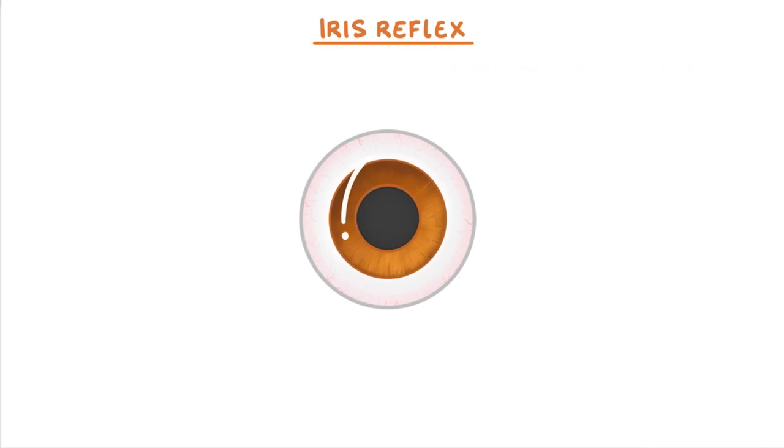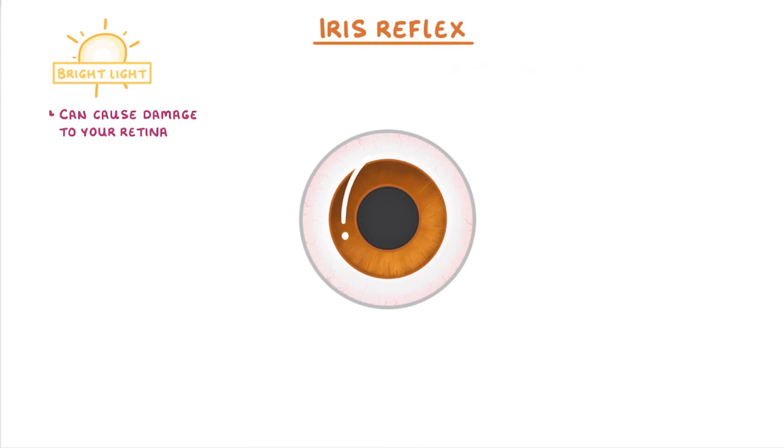The next thing we need to consider is the iris reflex. And to understand it, let's take a look at the eye from the front. In very bright light conditions, like when you're outside in the sun, or you look towards a light bulb, the intensity of the light can actually cause damage to your retina.